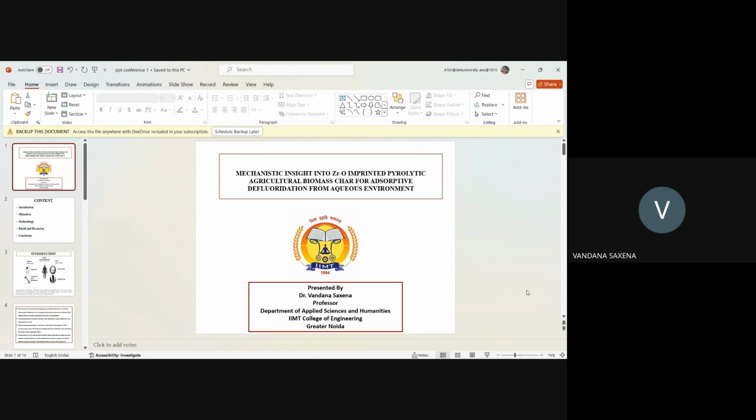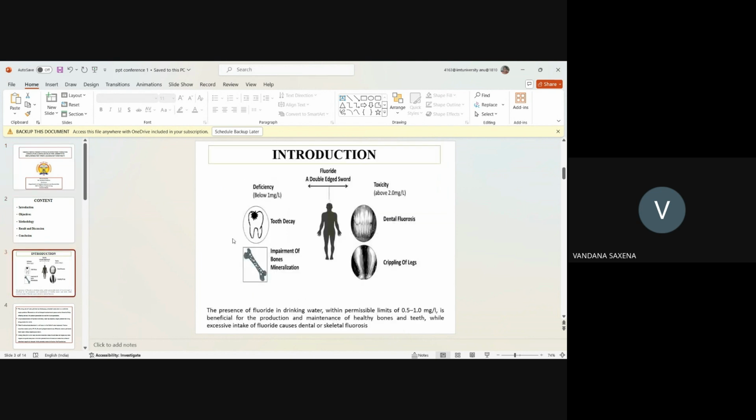So here I am presenting one of my research works, which is based on the adsorptive removal of fluoride ion using biochar, which is specifically developed from the dried stem of agricultural biomass, Vigna mungo, black gram, and then we modified it with nano zirconium oxide to enhance its adsorptive capacity. Before defining our research objective, let me give you a brief introduction about why we chose this topic and why fluoride in drinking water has become so concerning these days.